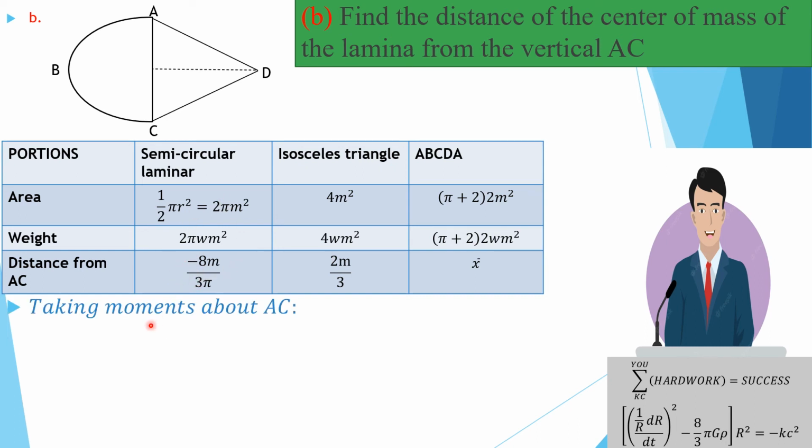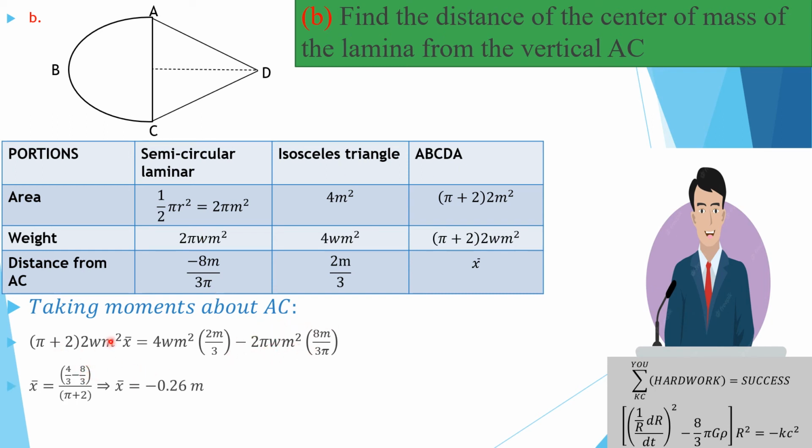So you basically have the moment of the whole lamina equal to the moment of our isosceles triangle, the width times the distance from AC, which is this, minus, and we are taking minus because the displacement of this one is negative. So when you multiply the width and this distance, it gives you a negative moment. That's why we're having minus there.